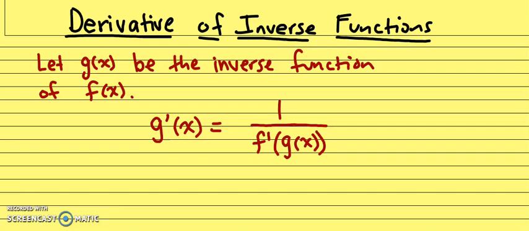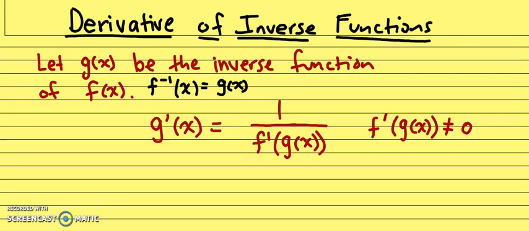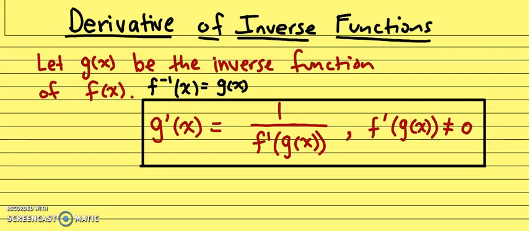Derivative of inverse functions. If you let g of x be the inverse function of f of x, then we have the rule g prime of x is equal to 1 over f prime of g of x, where the denominator f prime of g of x cannot equal 0. And go ahead and add this to your list of rules. Okay, let's look at an example.